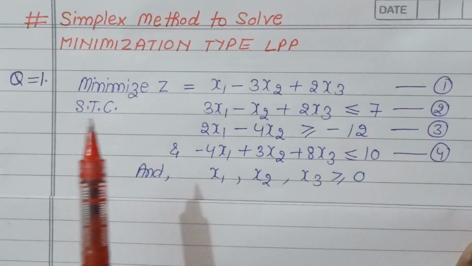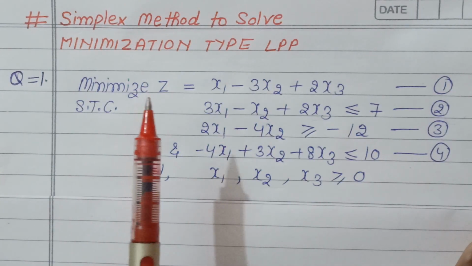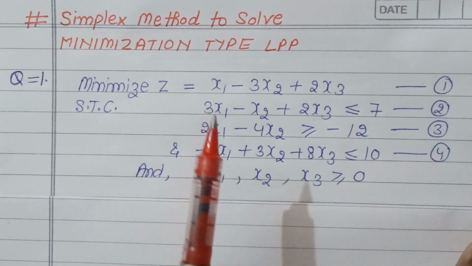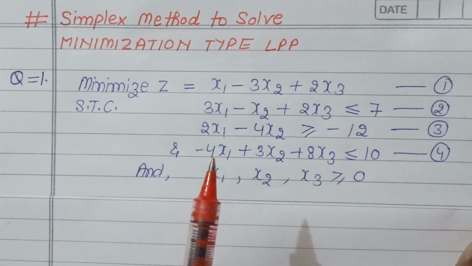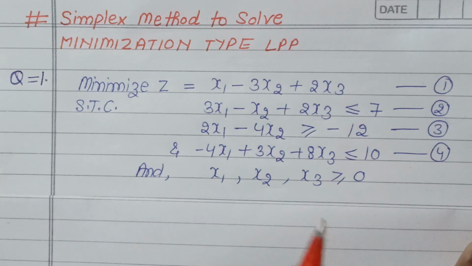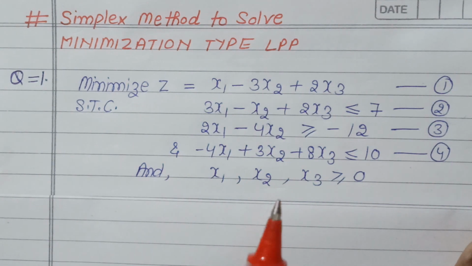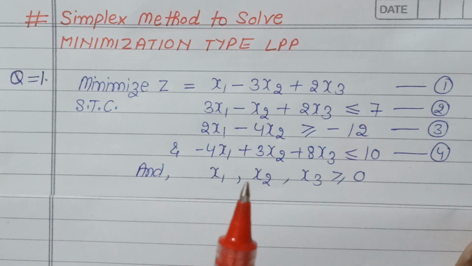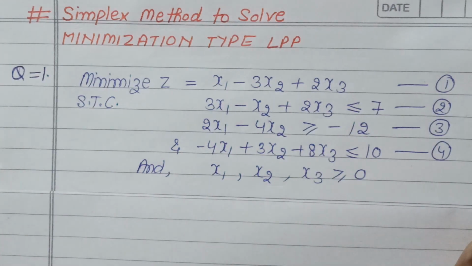In this numerical you will see that the objective function is of minimization type and there are three constraint equations. Also there are three variables x1, x2 and x3, and all three variables are non-negative. So let us solve this numerical using simplex method.